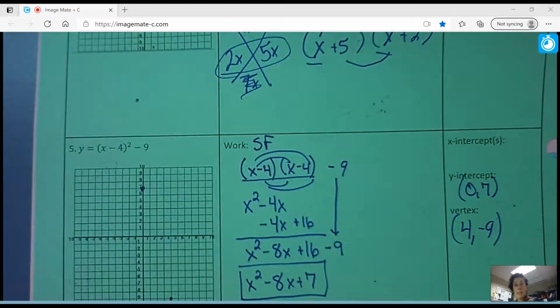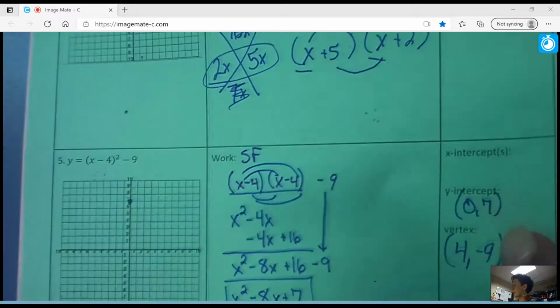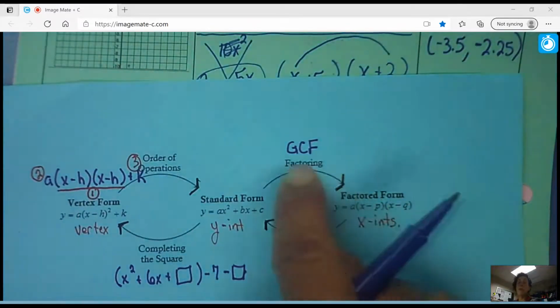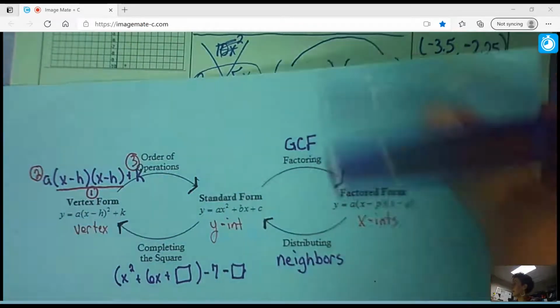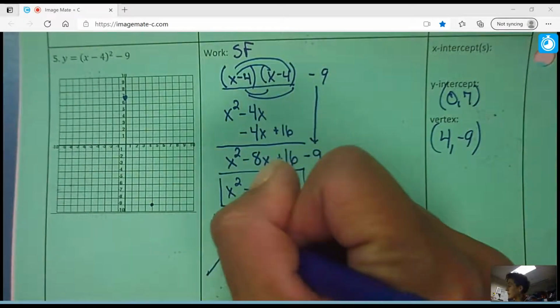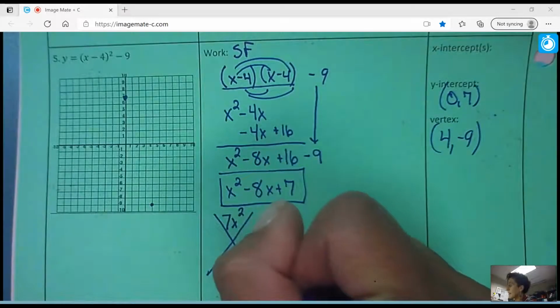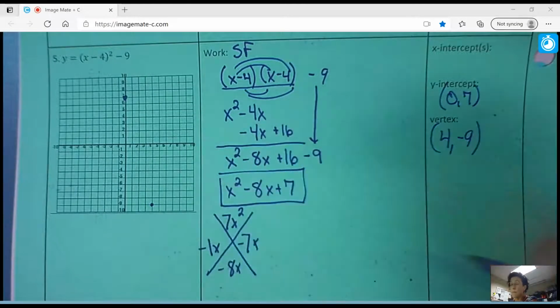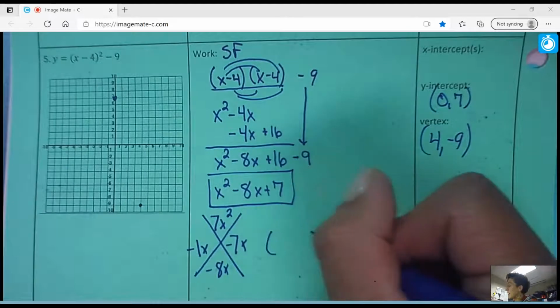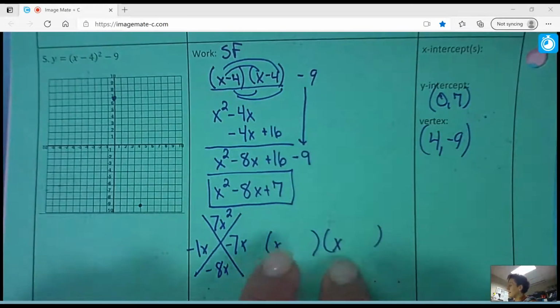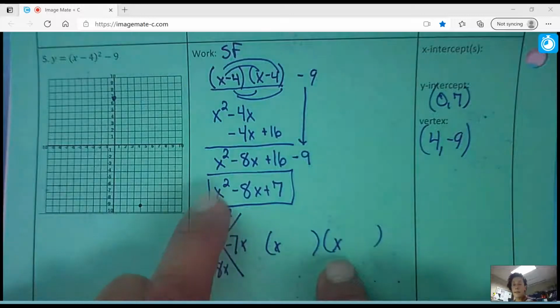And now the final thing I'm going to do is get the x-intercepts, which are going to come from factor form, which can only come from standard form. So I'm going to take this one, make my x, and I'm going to get factors of 7 that give me -8, and those will be 1 and 7, with both of them being negative. I'm going to make my parentheses and drop my x's in, and I'll just double check, is x times x enough? It is, it's x squared.